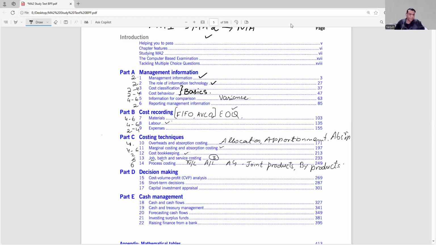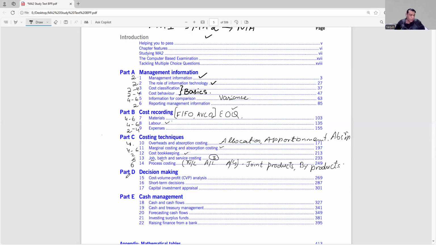Job batch. Job batch concept is same. Process costing was relevant with normal, abnormal loss and abnormal gain. But in MA1, there was a section of work in progress. But here we don't have any work in progress. Now we are talking about the next 3 chapters: cost, volume, profit analysis, short-term decisions, and capital investment.